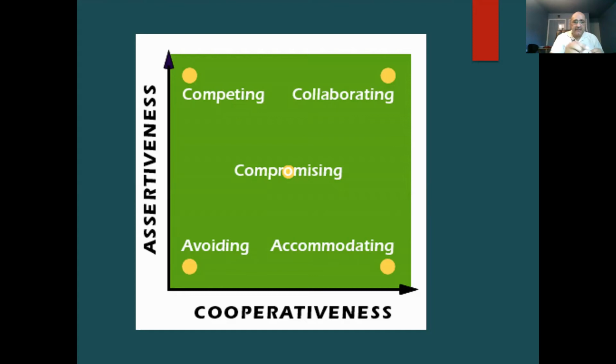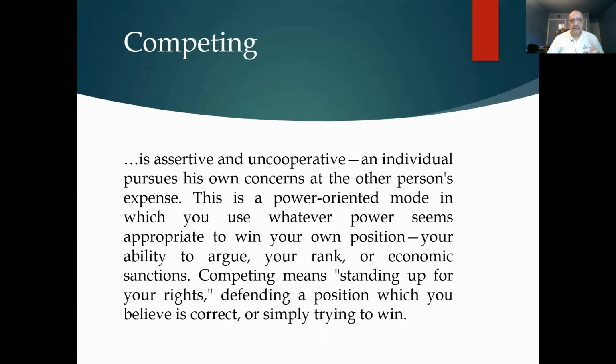And in the center of the chart is compromising, where you are trying to find some form of a middle ground between you and the other. So you are achieving some for yourself. That's why it's in the middle of the assertiveness bar, and also in the middle of the cooperativeness bar. You're getting something and losing something, as we say. Let's discuss each one of them and give some examples.